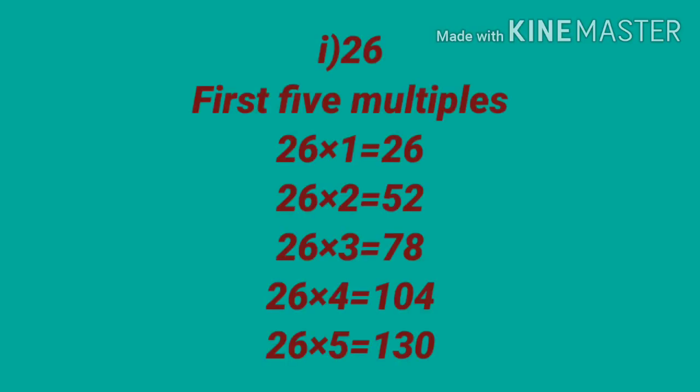Next example, 26. So multiply 26 by 1, we get 26. 26 multiplied by 2, we get 52. 26 multiplied by 3, we get 78. 26 multiplied by 4, we get 104. 26 multiplied by 5, we get 130. So by multiplying 26 by 1, 2, 3, 4 and 5, we get 26, 52, 78, 104 and 130. These are the first 5 multiples of 26.